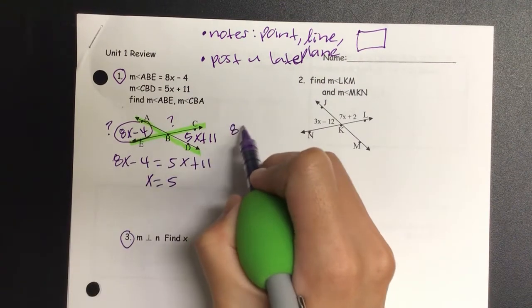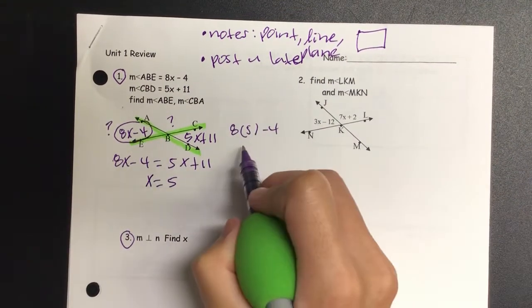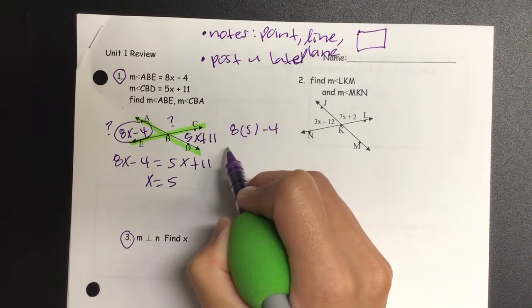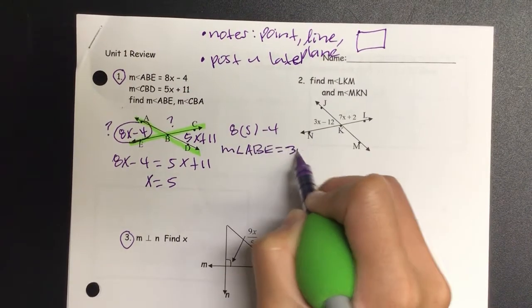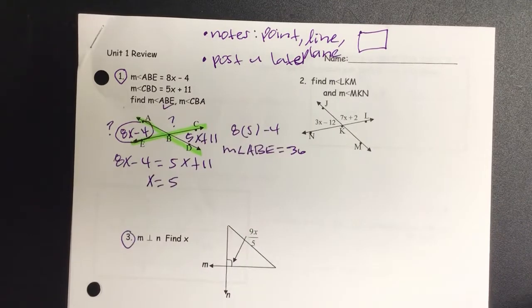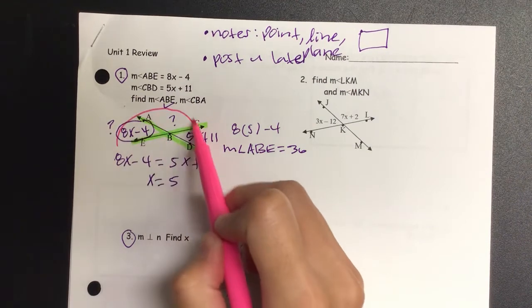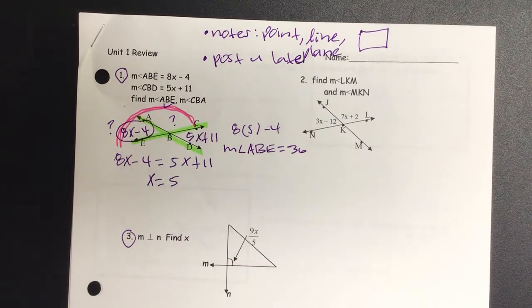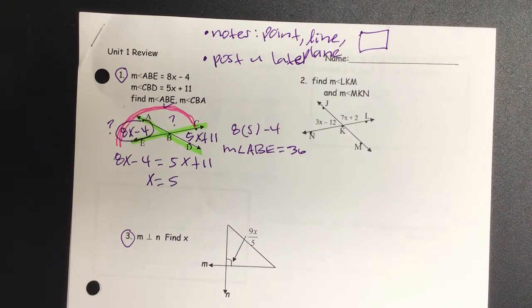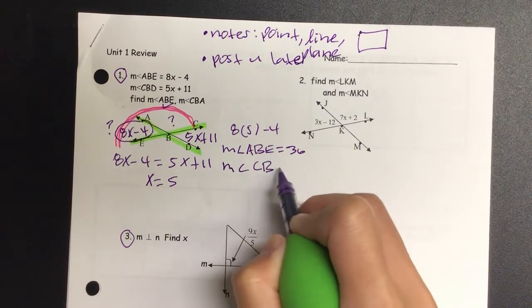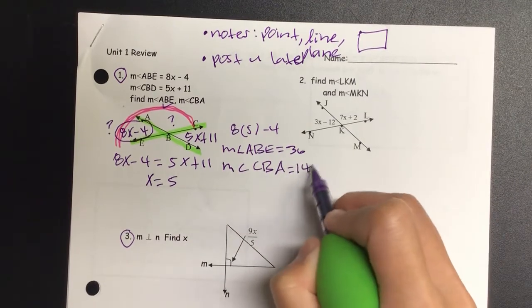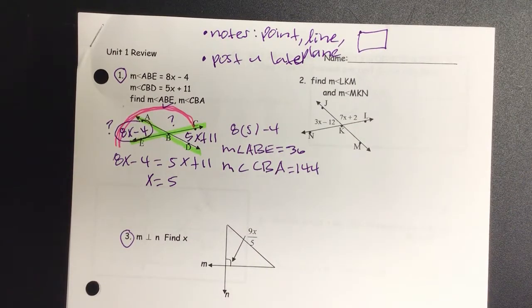Plug it in. So we have 8 times 5 minus 4. And that should give us how many? 36. So we know the measurement of angle ABE is 36. So that's the first part. The second part says, well, I know nothing about that part, but we do know, what was the specific word for this? Supplement. What's even more specific? Linear pair. And linear pair tells me 36 plus some unknown must be 180. So we know the measure of angle CBA must be 144 because together it must equal 180.